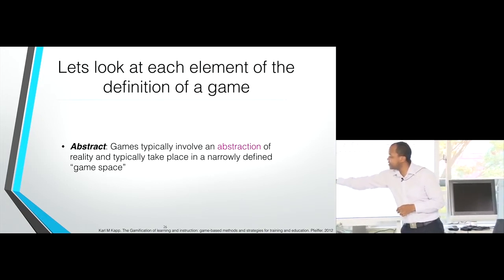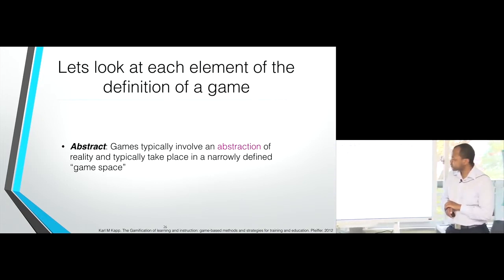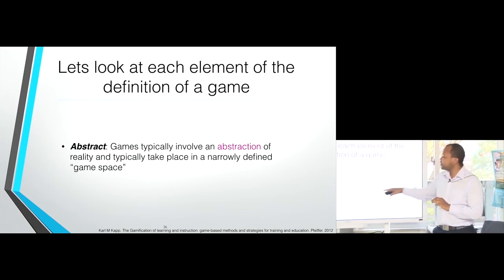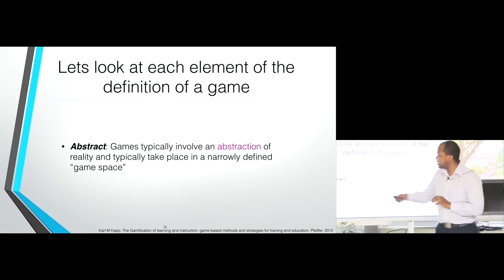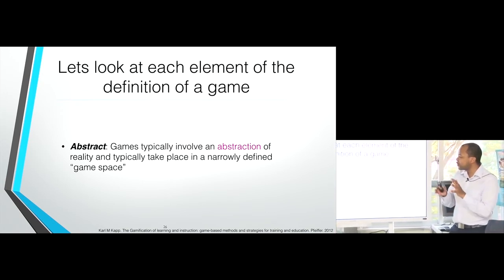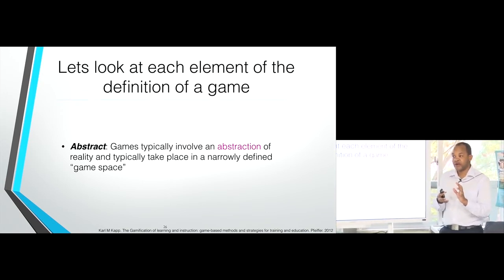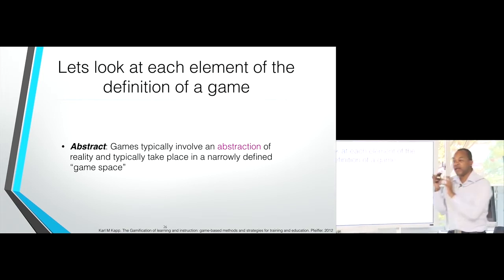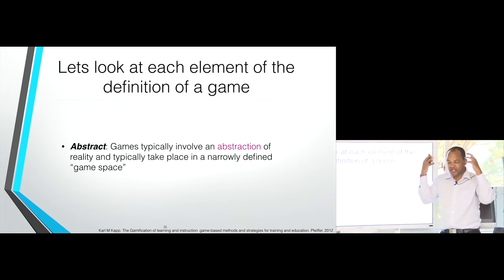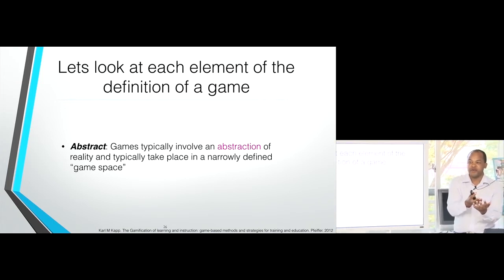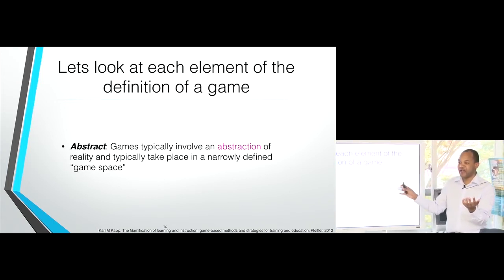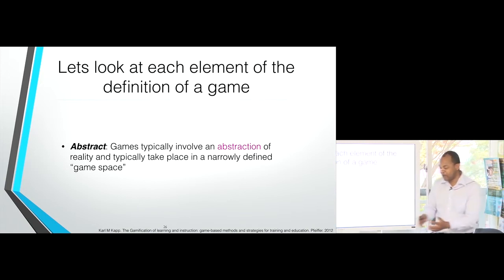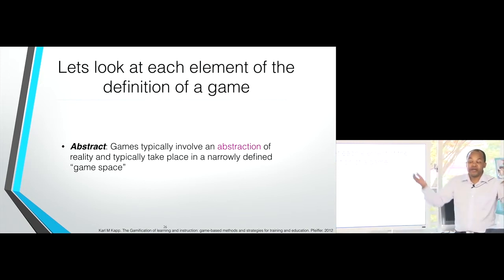Next, they mention an abstract. Games typically involve an abstraction of reality and typically take place in a narrowly defined game space, right? So there's reality and there's game space, but somehow you can imagine the reality in the game space. You can imagine everything in reality within a small area in a smartphone game or in a computer game or in a running game.